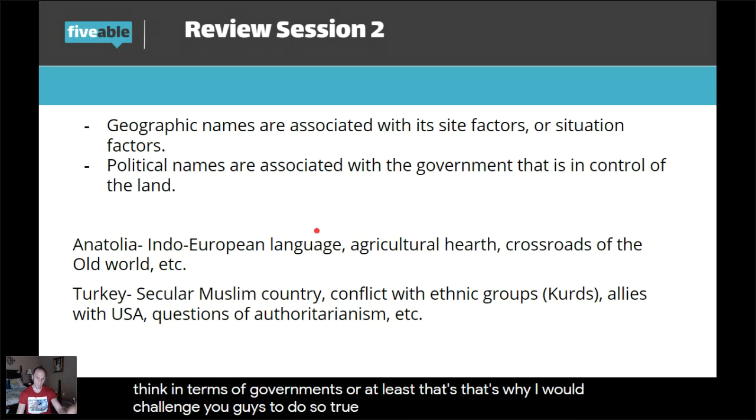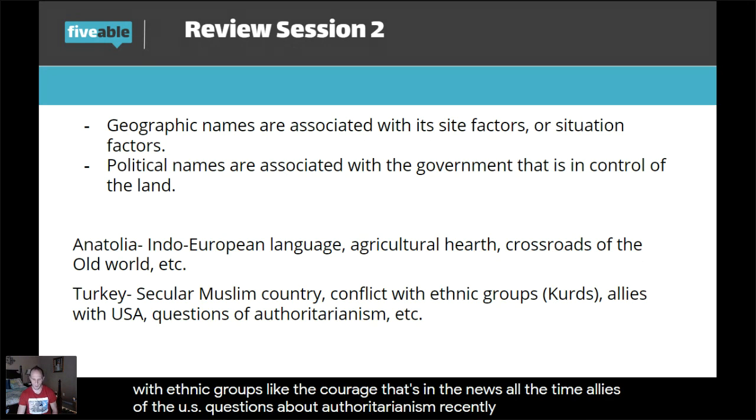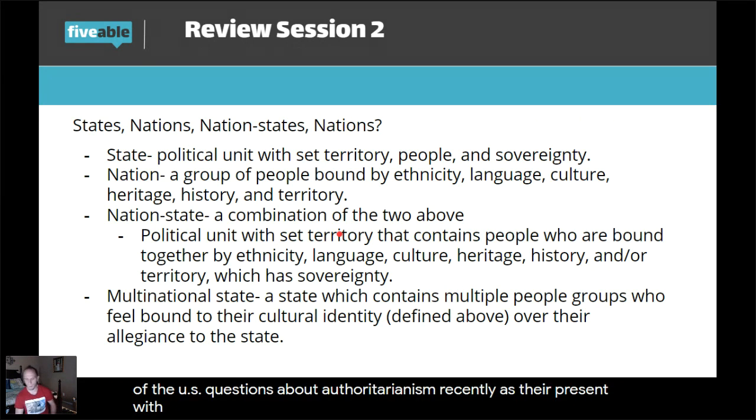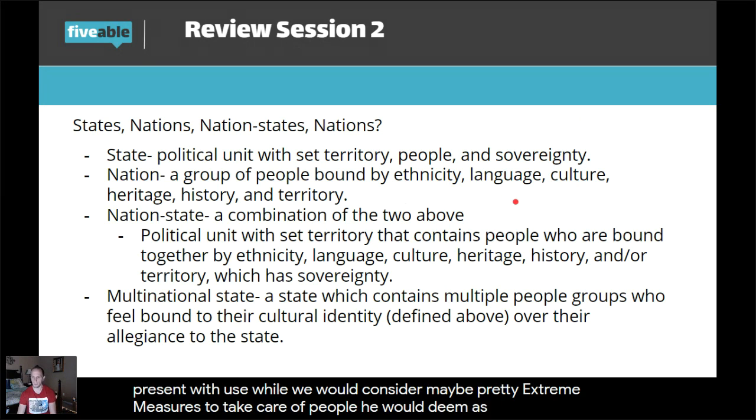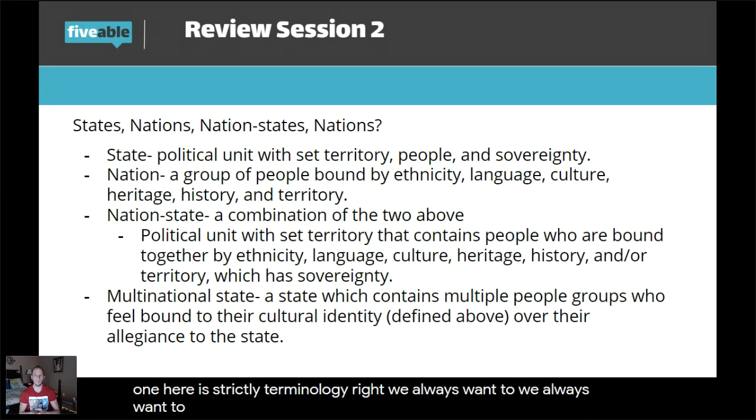So Turkey: secular Muslim country, conflict with ethnic groups like the Kurds. That's in the news all the time. Allied to the U.S. Questions about authoritarianism recently, as their president has used what we would consider maybe pretty extreme measures to take care of people he would deem criminals. This right here is strictly terminology, right? We always want to make sure we know the terminology, so then we can answer questions regarding the application thereof.